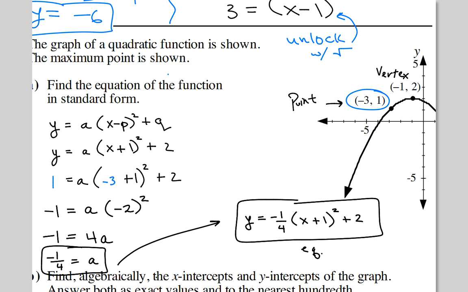Do you see a fat quadratic or a skinny? I see fat. Because of the fractional a value. If that a value was greater than 1, if this was a 4, you'd expect quite the skinny little guy.